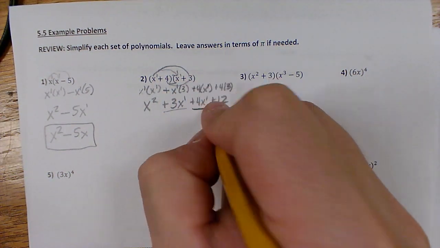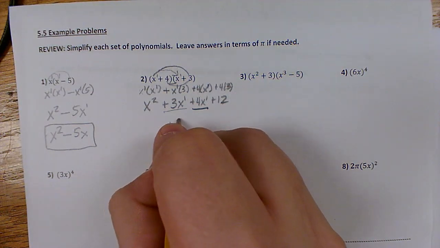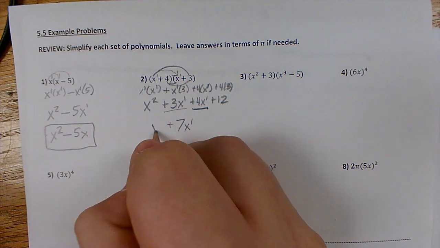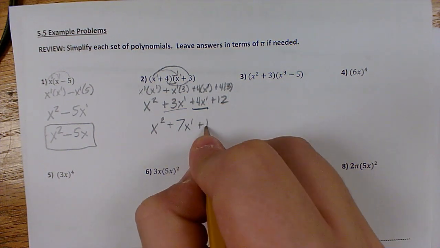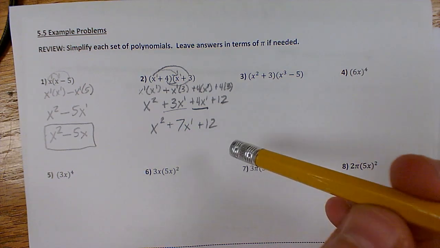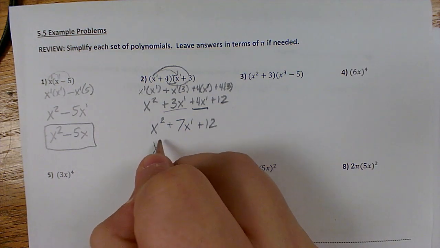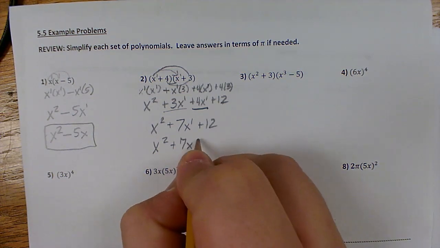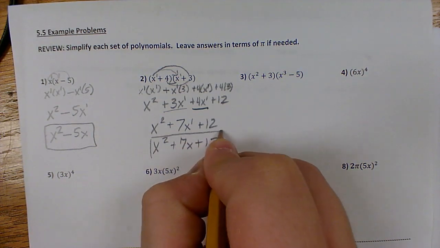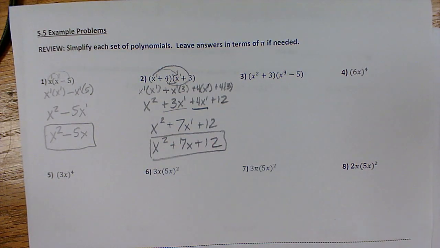These have the same exponents, so we can combine them. So this would be 7x to the 1. Bring down the x squared. Bring down the 12. And to clean this up, we really don't need the 1, so this would be x squared plus 7x plus 12. You can keep the 1 if you want to, but it's fine not to have it.